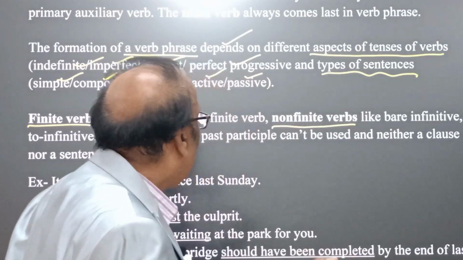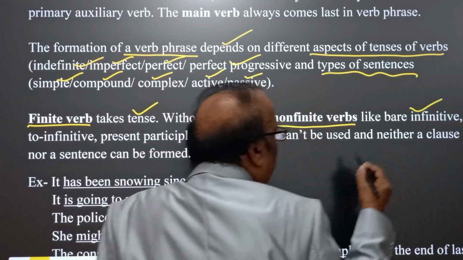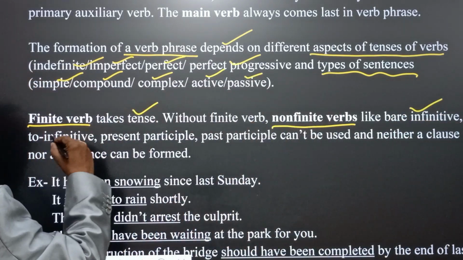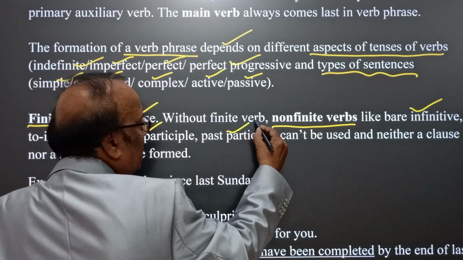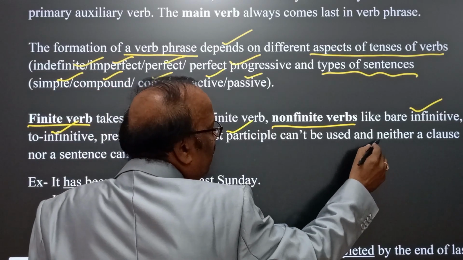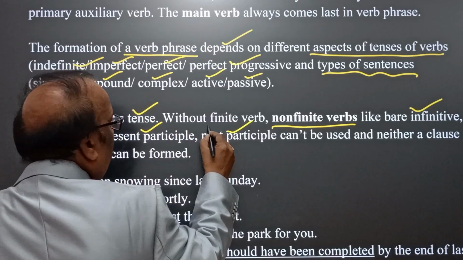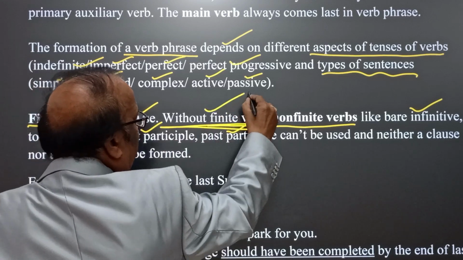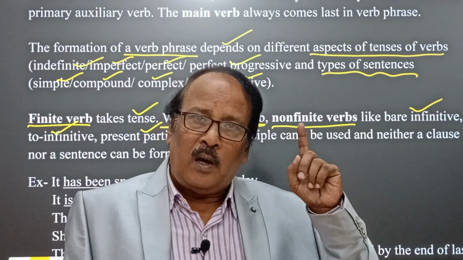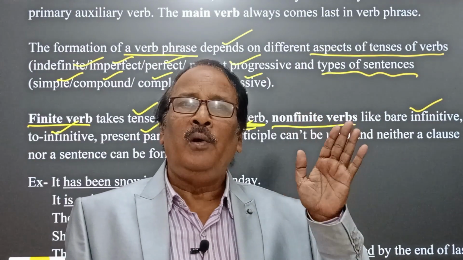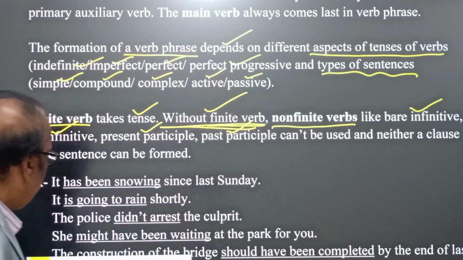Now comes the idea. What we have discussed, bare infinitive or infinitive without to, infinitive with to, present participle, past participle, cannot be used, and neither a clause nor a sentence can be formed without a finite verb. This is important. So the finite verb, as I have already told you, plays a very important role in our sentence construction. Now come to the examples.